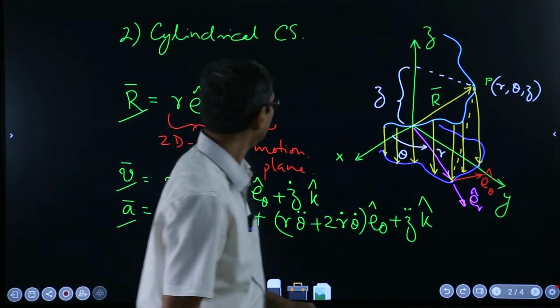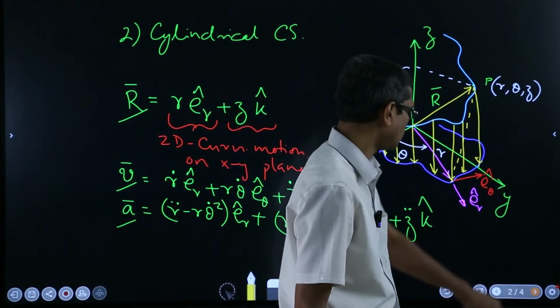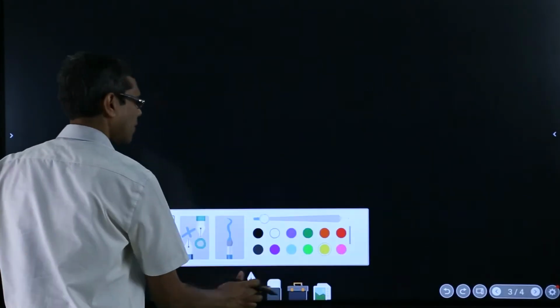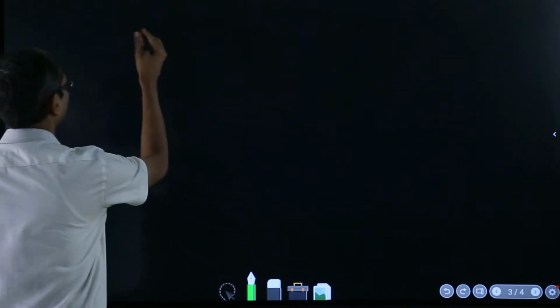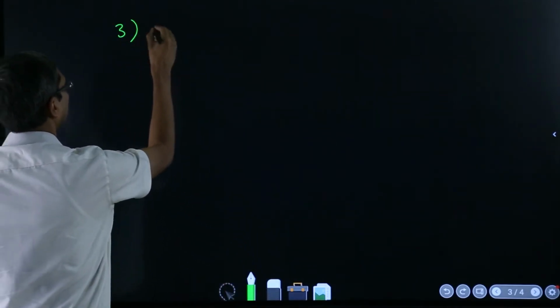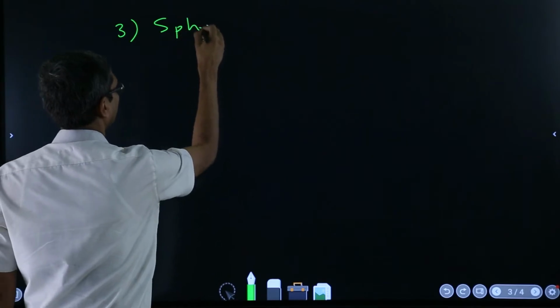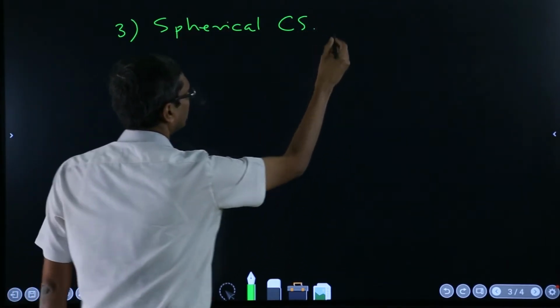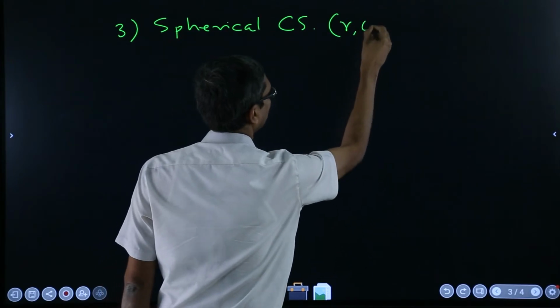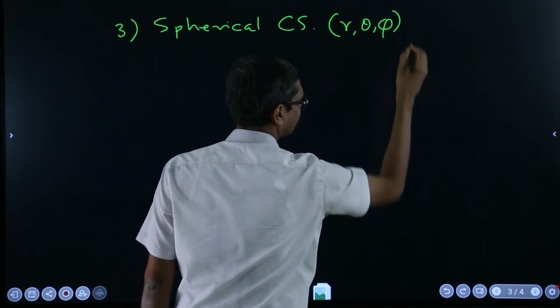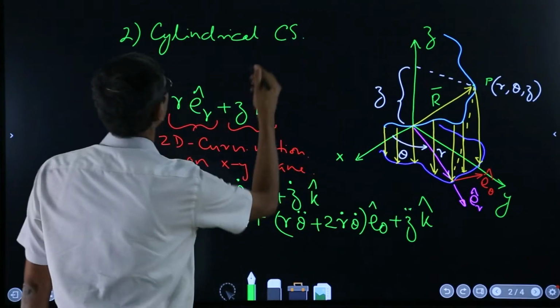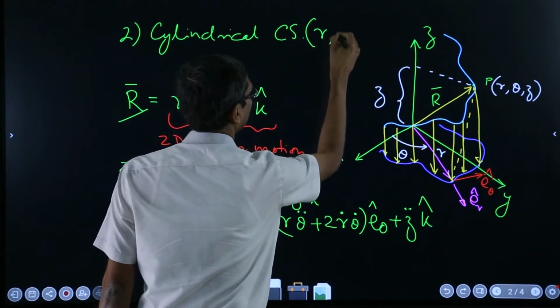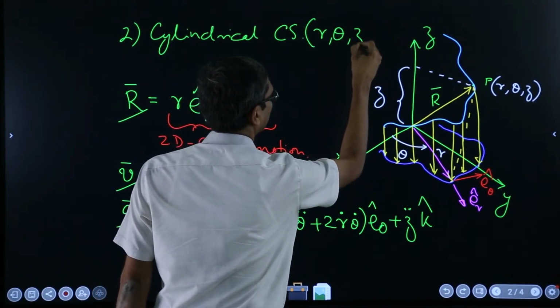Then we can go up to the third coordinate system, which is the spherical coordinate system, with r, theta and phi. Okay, I'll write it in this one, say r, theta and z.